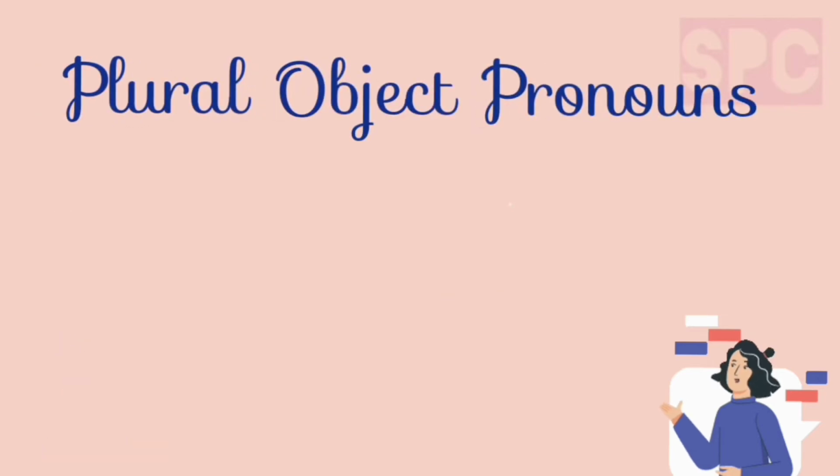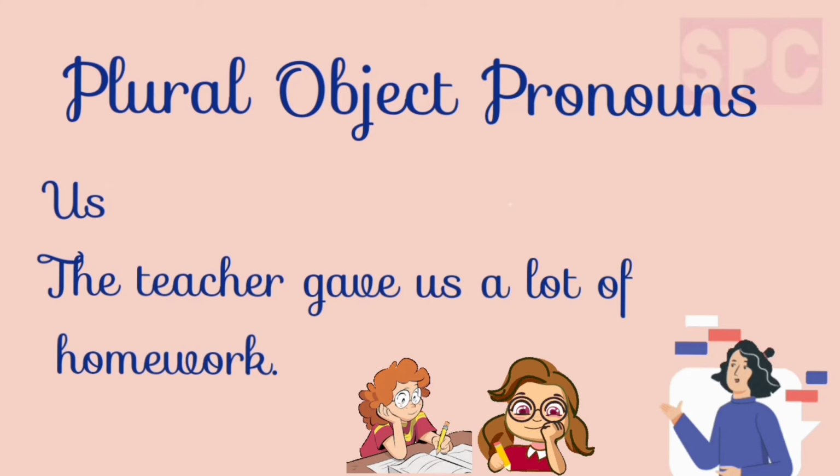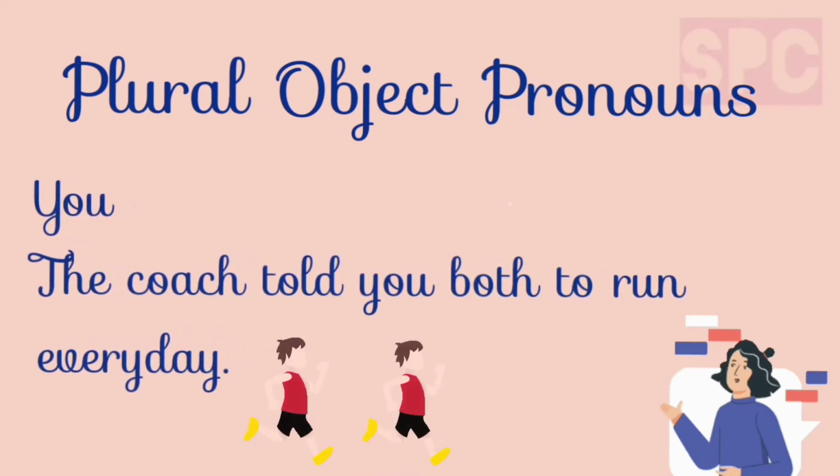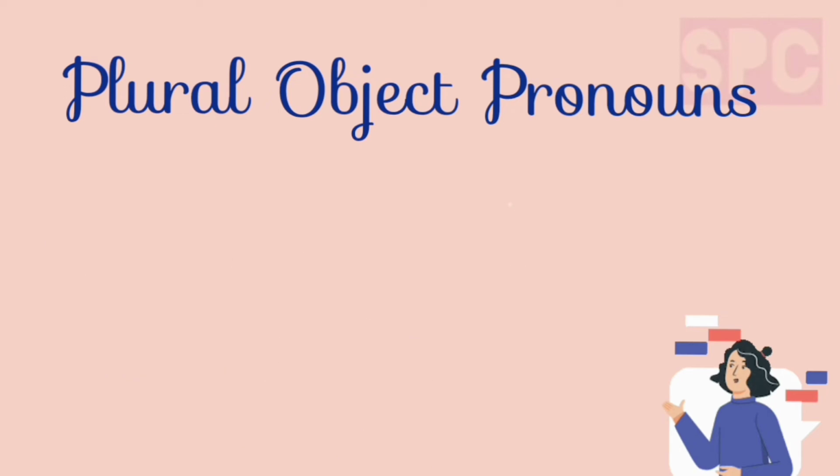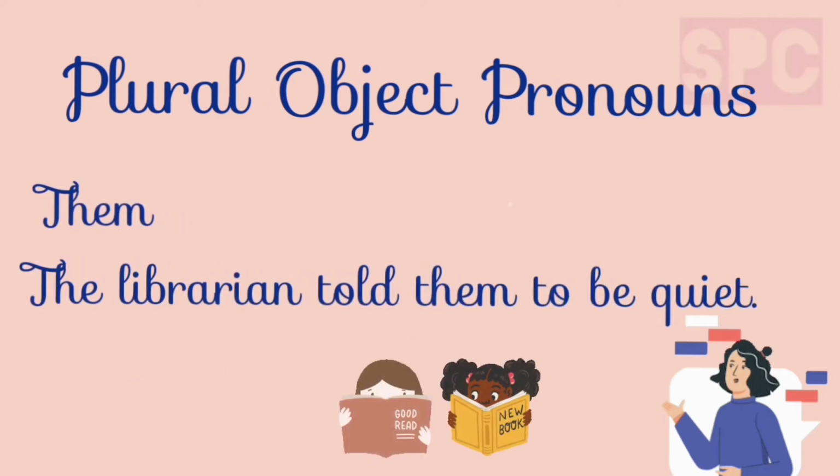Plural object pronouns: us. The teacher gave us a lot of homework. You. The coach told you both to run every day. Them. The librarian told them to be quiet.